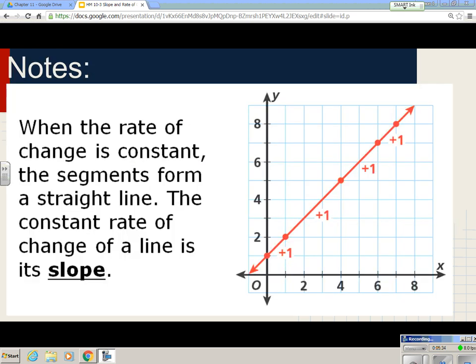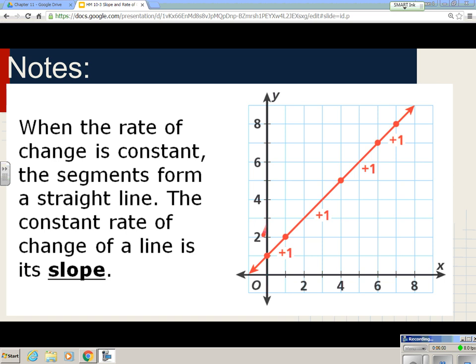The other half of this lesson is looking at slope. We looked at rate of change. This is the slope. Now this would be a slope line that has a rate of change of +1. Every single one was consistently +1, +1, +1, +1. When you have a rate of change that's constant, and it creates a straight line, we call that a slope. So I want you to write that down.